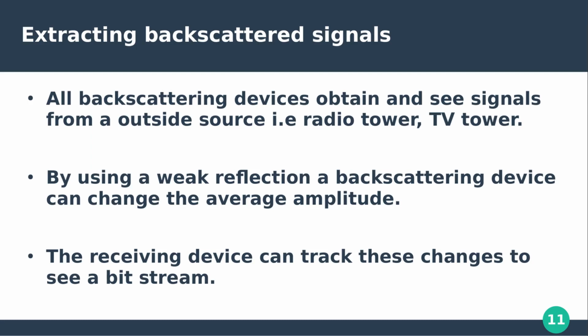Now, if they use the same weak reflection, they can change the average amplitude, and a receiving device can track these changes to see a bit stream. But again, the issue still is, how can one do this without using a power-hungry analog to digital converter?